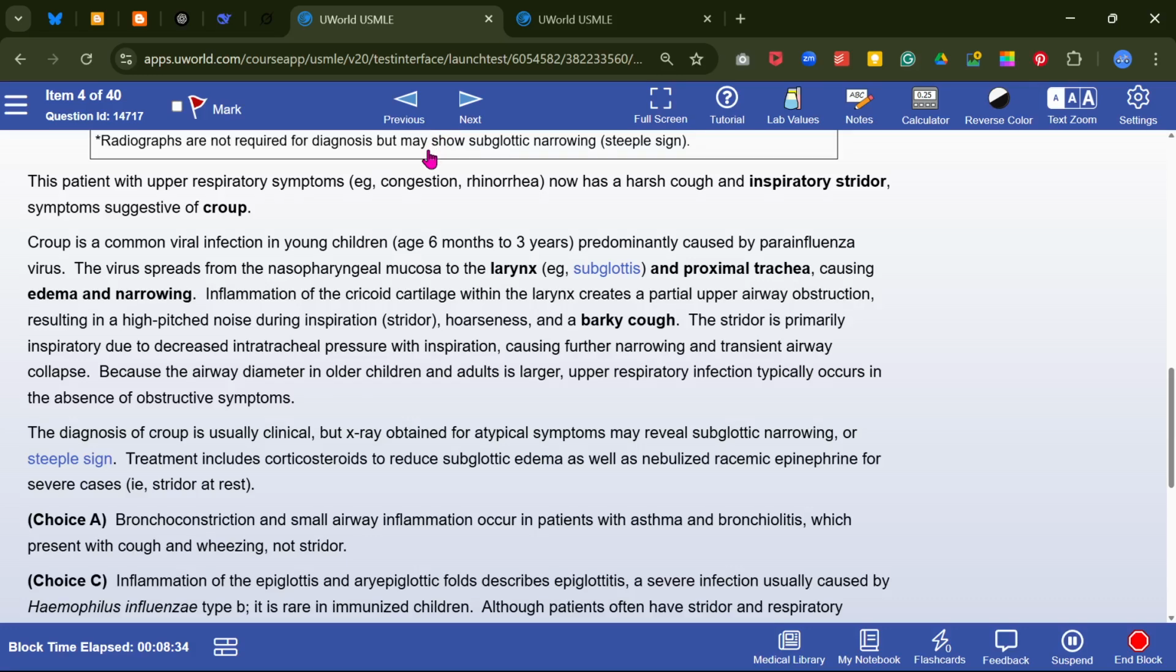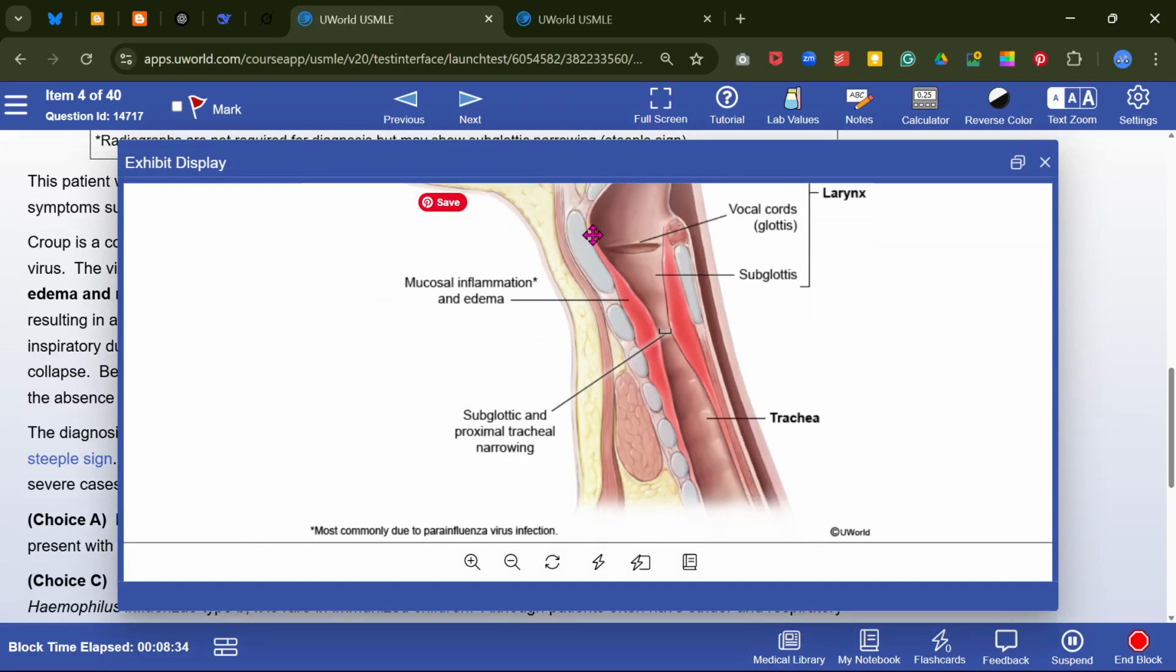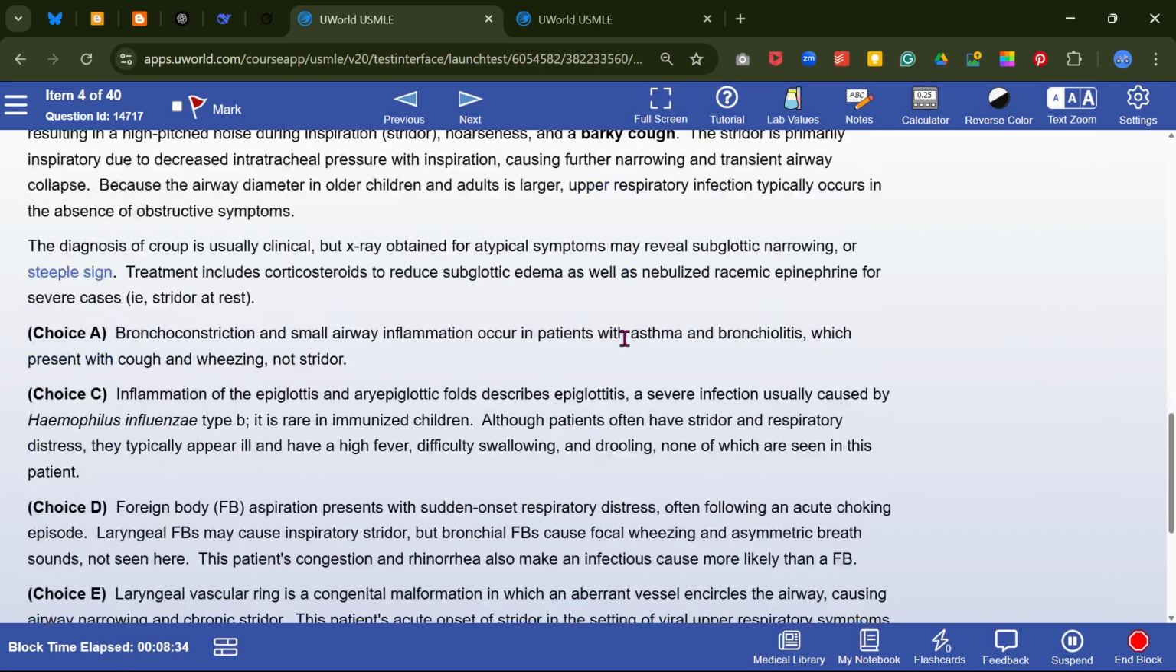This is the stipple sign. Subglottic and proximal trachea narrowing. Yes.